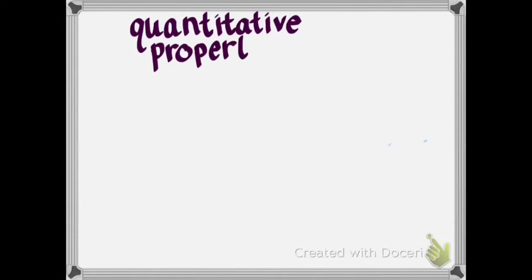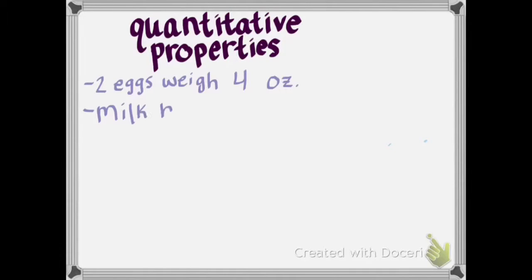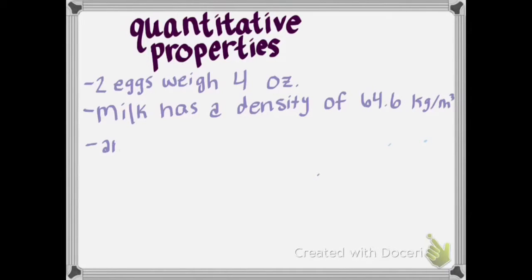As we gather ingredients, we can observe some quantitative properties. These properties are exact numbers and measurements. Some examples include 2 eggs weigh 4 ounces. Milk has a density of 64.6 kilograms per meter cubed, and an egg is 7 centimeters tall.